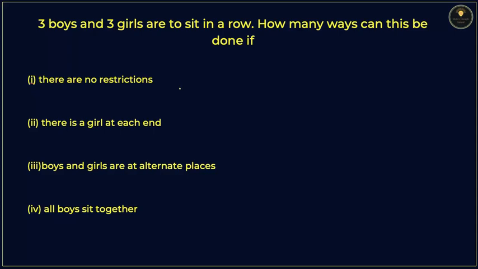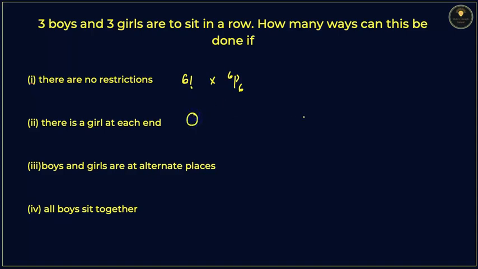If you observe this problem, 3 boys and 3 girls are to sit in a row. We have to find the number of ways this can be done if there are no restrictions, which means we have a total of 6 options and we have to arrange those 6 options. In the first case, we will write it as 6 factorial, or we can write 6P6.